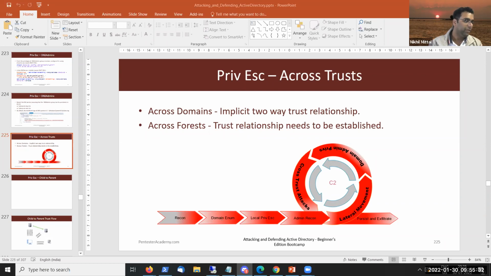Another question about the exam is, would we need to run Nmap or any service enumeration across hosts? No. The usual domain enumeration that we have been doing, that would be enough.